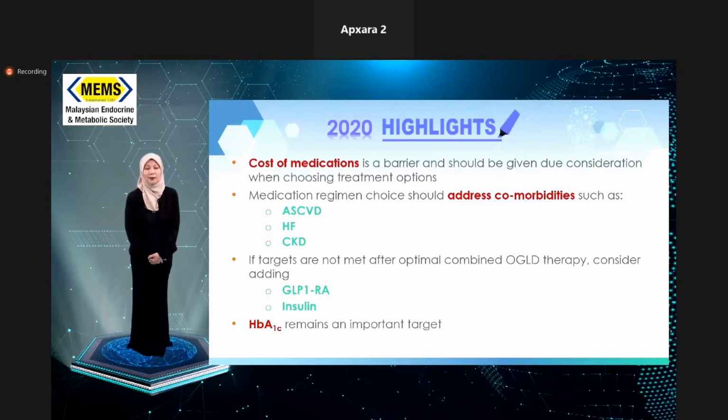The GLP-1 receptor agonist should be considered in patients who have weight gain and hypoglycemic concerns, and insulin should be administered as indicated above. Again, I would leave you with this point that HbA1c remains an important target in the treatment of type 2 diabetes.